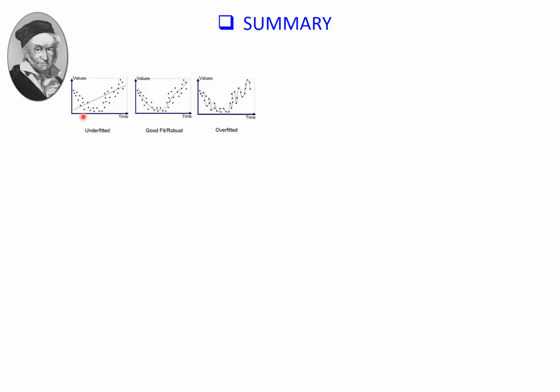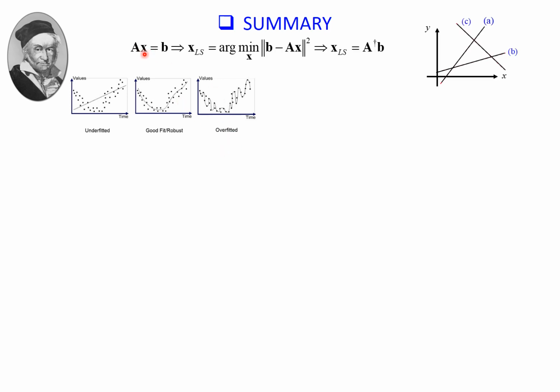So we started off by just looking at how you fit a straight line to a set of data points, and we talked about underfitting and overfitting. And then we looked at AX equals B and said that could represent a set of equations, and we want to find the solution or the least squares solution. And in the end, we ended up saying that the least squares solution was equal to the pseudo-inverse times B, and this gives you the minimum norm solution, which takes into account every possible case.